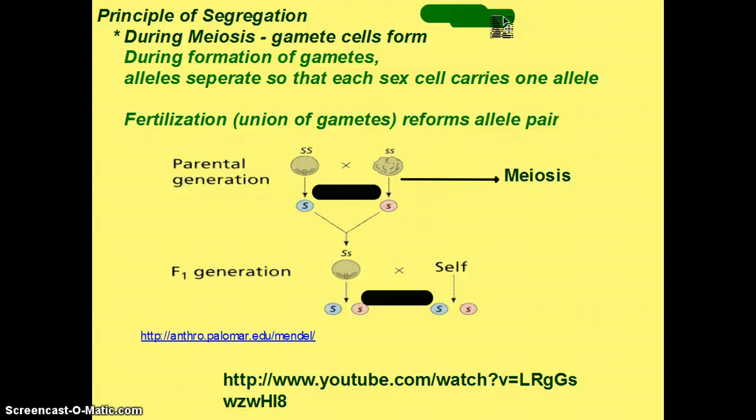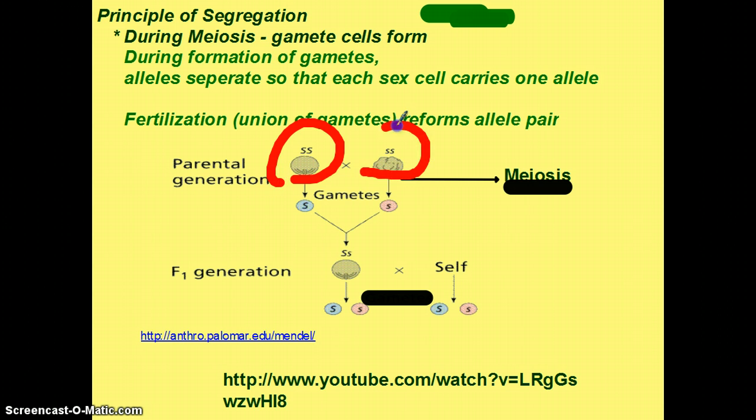You've got two parents here. What can you tell me about those parents? Yes? They're homozygous. What kind of cross is that? Purebred. A purebred cross. You've got two homozygous parents, that's a purebred cross. This is showing you meiosis. And in meiosis, we produce gametes. So here's my mom right here, and here's my dad.